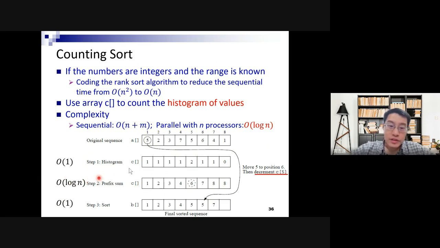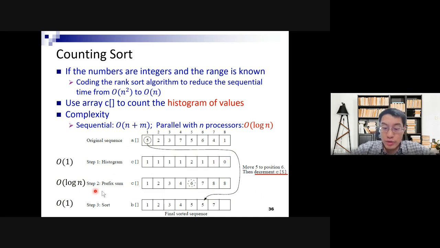Okay. So although it looks to be the optimal solution, as we know, counting sort can only apply for a special case or with some constraint. The constraint is that the number of bins should be a constant, or it should be a small number.